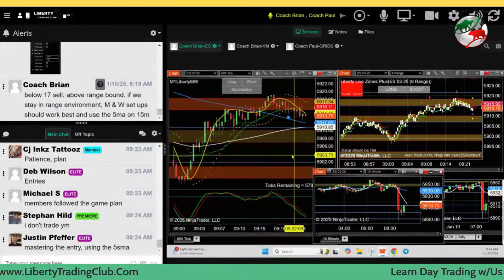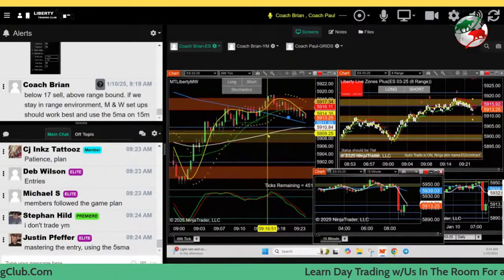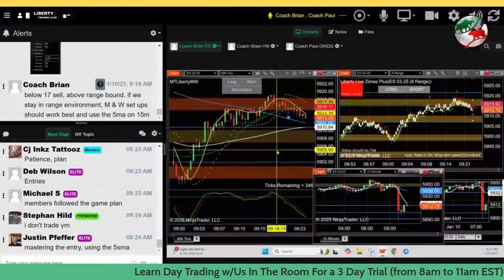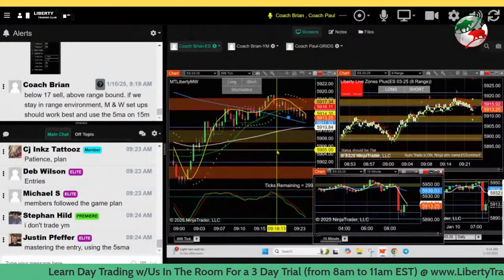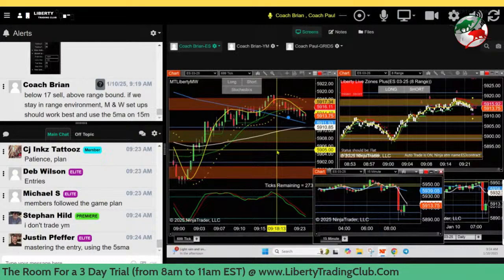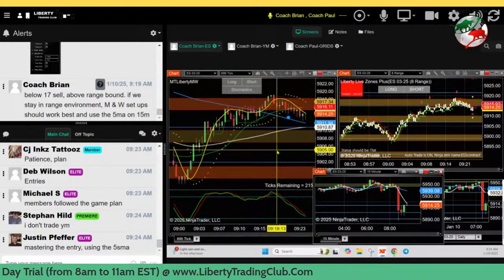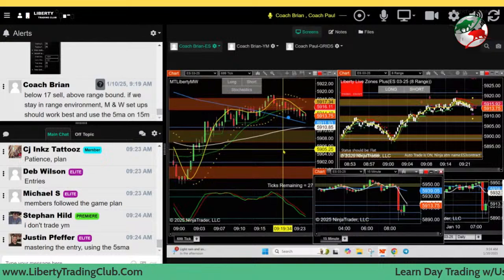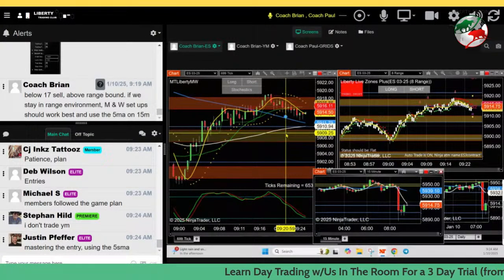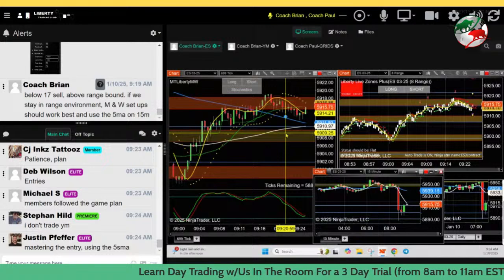If we stay below 17, we're in a nice little selling environment where we should see decent little swings, good trading atmosphere. If we stay above 17, most likely it's going to look like the 8th, where you guys got chewed up. So don't let it happen to you. Be patient enough to wait for your setup and then trade it.